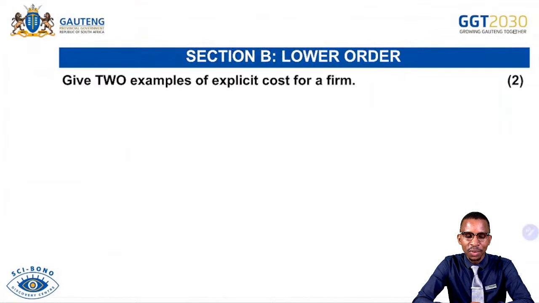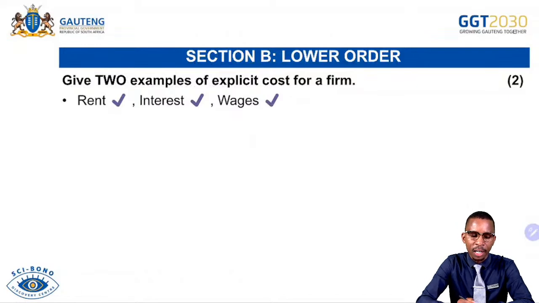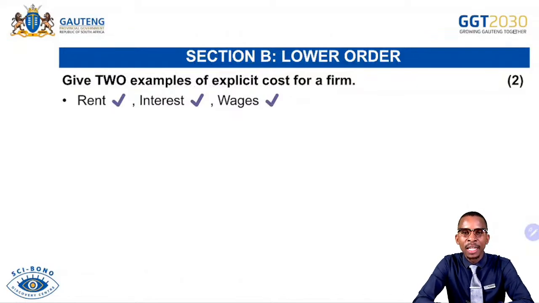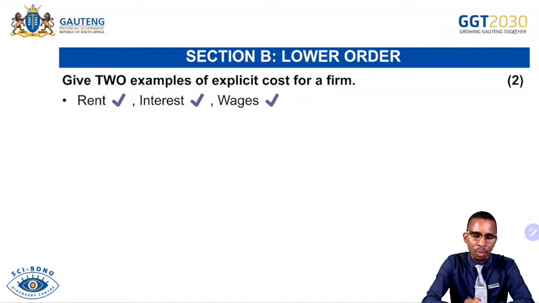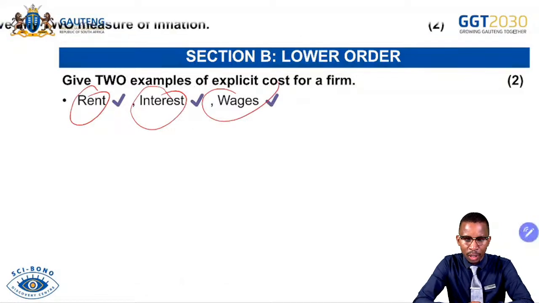We continue with some questions. Give 2 examples of explicit cost for a firm or for a business. And then remember, explicit costs are costs that are shown in there, that we call operating costs for the business. We talk about the rent, interest, wages in there. They are well known, these costs for the business.